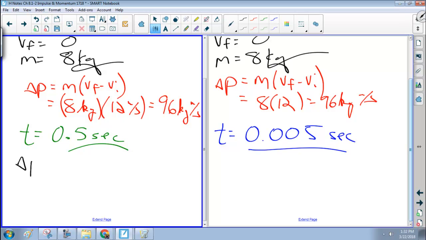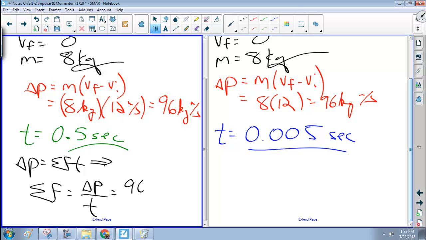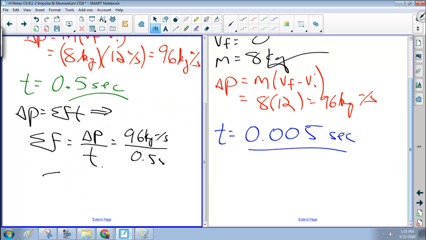If change in momentum is net force times time, that means that time is change in momentum... No, that's not what I'm going to do. Sorry. How about if I do it the right way instead of the wrong way? You guys will learn more that way. Net force is change in momentum over time. So on this side, the one landing on the pillow, my change in momentum is 96. But that change in momentum only takes half of a second. And so the net force required is 96 divided by a half, which gives you 192 newtons.